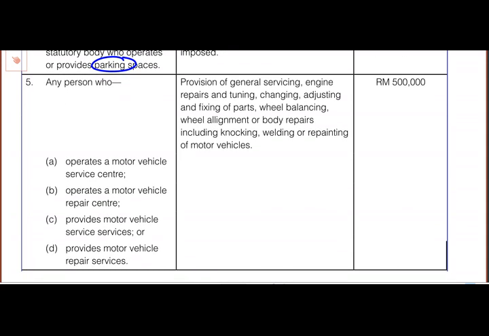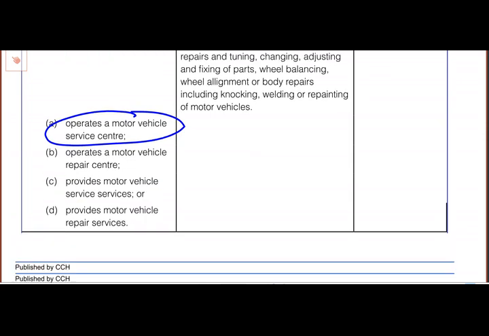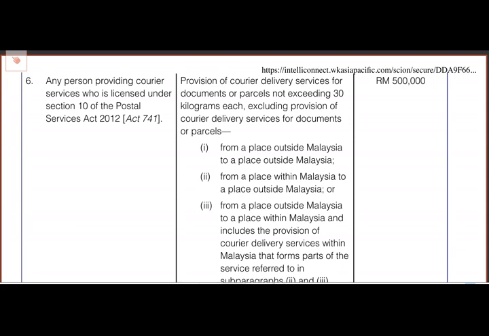Now, anything to do with repairing vehicles, the service center, if you send your car to service, like Toyota, Honda, Kia, all that, okay? Now, next one, courier. Courier service is also taxable.